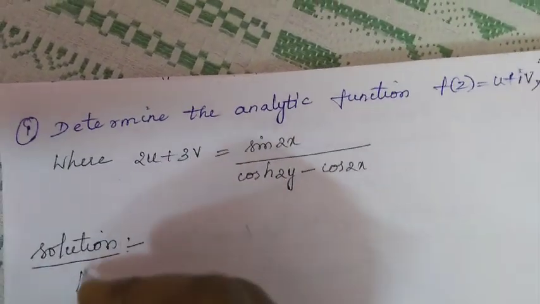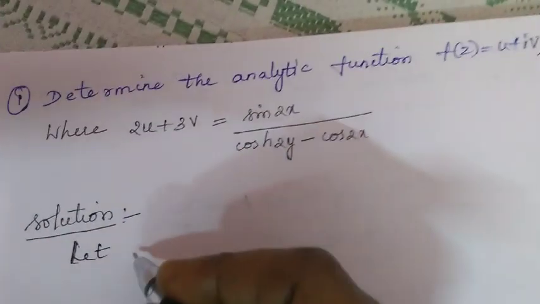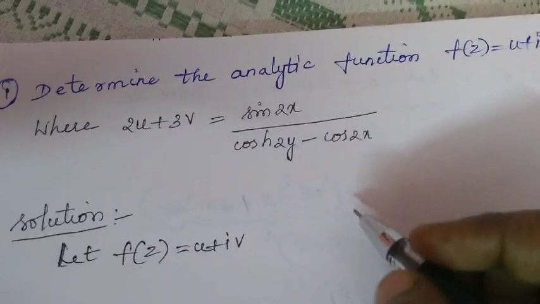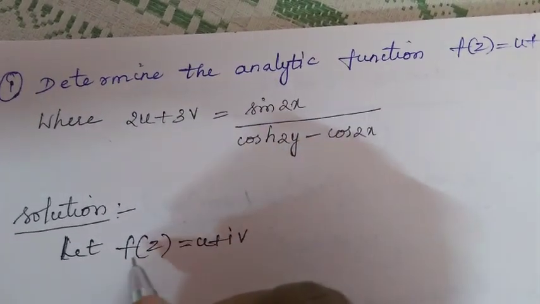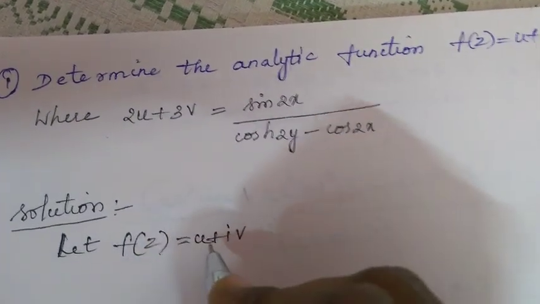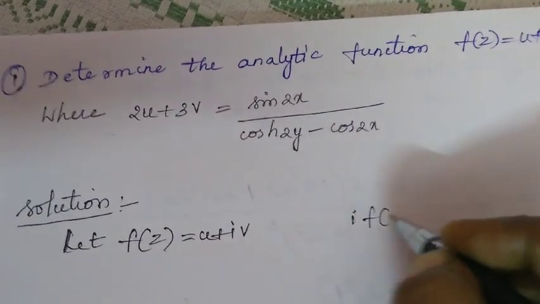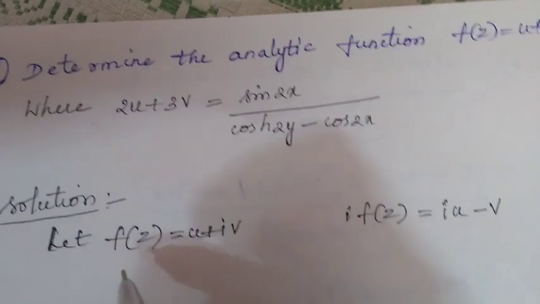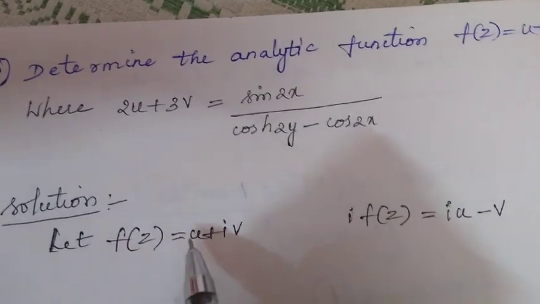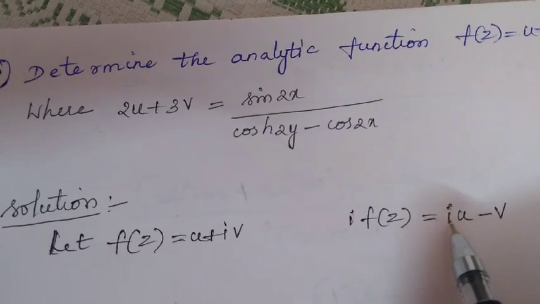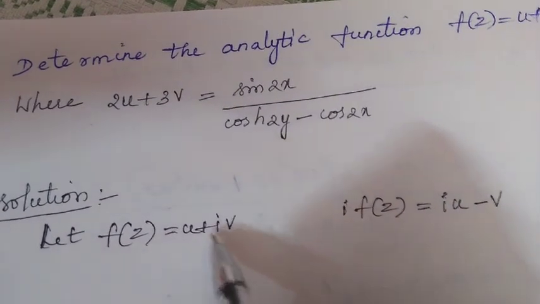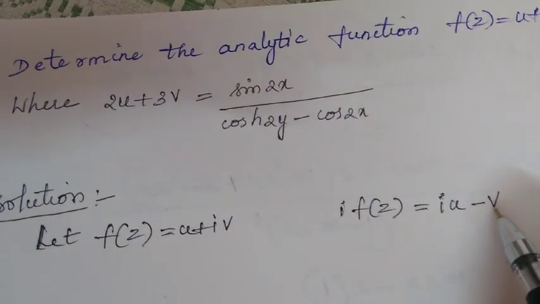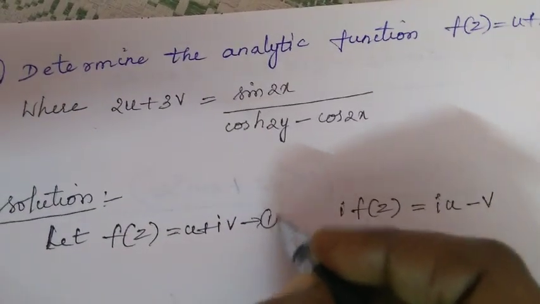See this. Let us start your problem by letting f of z equal to u plus iv, right? And now you multiply both sides of this equation by i, so we get i f of z equal to iu minus v. Here I am multiplying by i; i times u is iu, and i times iv is i square v, which is minus v. You can have this as the first equation.